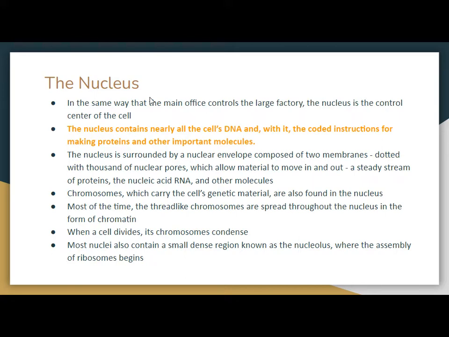So if you think back to the onion cells that we saw the other day, you may have actually gotten to see some of the chromosomes because they were in a condensed form.